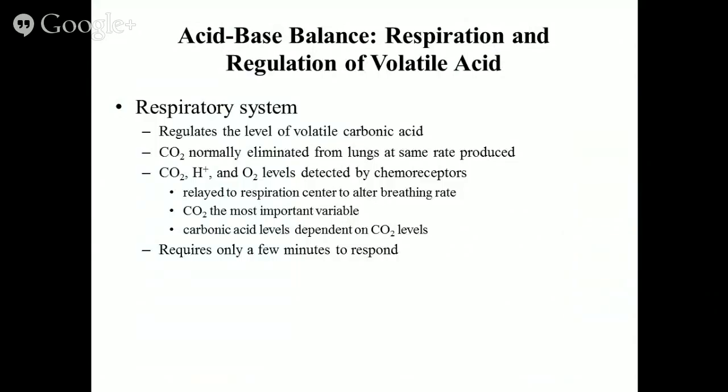If you studied the respiratory system at any point in time, you come to find out that the respiratory system is really good for regulating the levels of volatile carbonic acid. Right? Because carbon dioxide normally we're getting rid of it from the lungs, and as long as we get rid of carbon dioxide, we don't have to worry about volatile carbonic acid. Therefore, the pH of your blood stays normal and everything is happy.